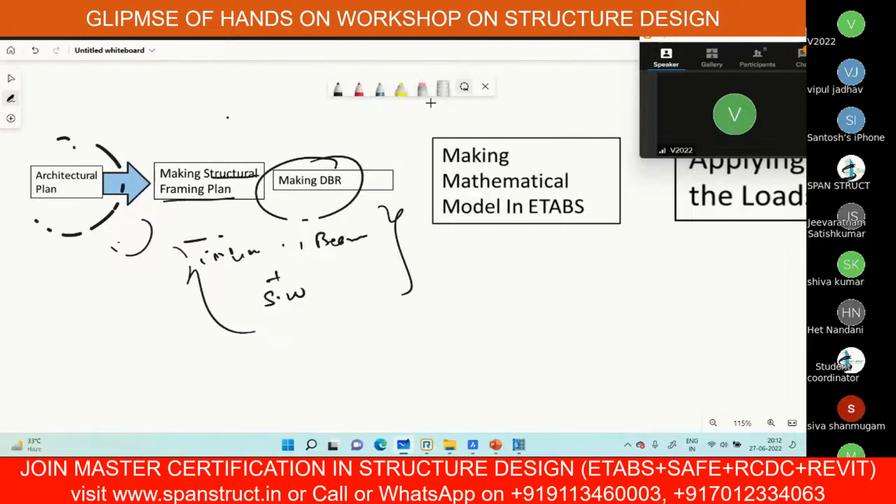Design basis report? Yeah, actually this is a design basis report. Very good. So this is a design basis report, right? So what actually is a design basis report?